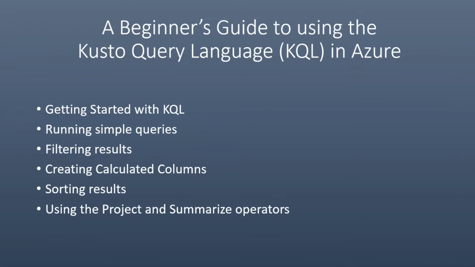So, looking at getting started using the demo environment, aka.ms/LAdemo, running simple queries, filtering results, creating calculated columns. So that was using the extract operator. Did I say extract? Yeah, no, it wasn't extract, it was extend. My bad. Using the extend operator. So calculated properties, that's where you're making your own column and supplying what value you want to put in there.